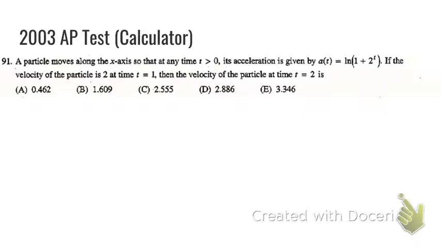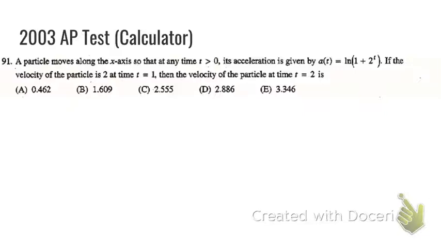Another calculator question. It says the acceleration is given by this function. If the velocity of the particle is 2 at time t equals 1, then the velocity of the particle at time t equals 2 is blank. Again, the setup of this: we are given acceleration, asked about velocity. That's going to be an integral.